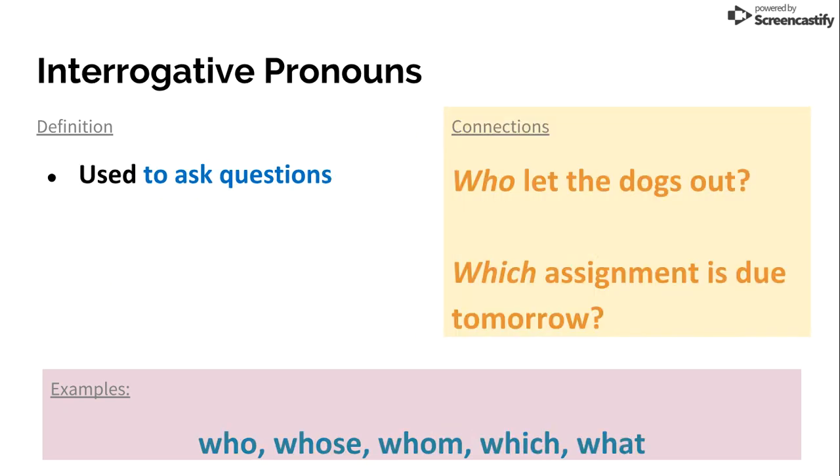Now, interrogative pronouns are used to ask questions. Their name comes from the verb interrogate, which reminds me of a crime drama. So think of any variation of Law and Order. At some point in each episode, the cops pull a suspect down to the station and ask him a bunch of questions. And you can bet they'll be using some interrogative pronouns like who, whose, whom, which, or what.